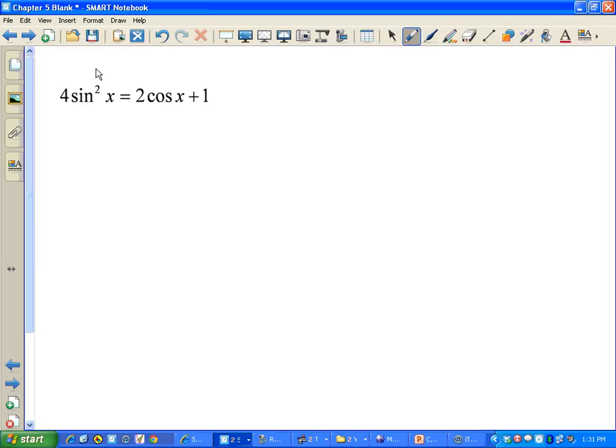Sine squared, since it's squared, hopefully that's triggering your Pythagorean identity. Okay, so I'm going to turn this into 4 times 1 minus cosine squared x. Okay, I'm going to distribute the 4.